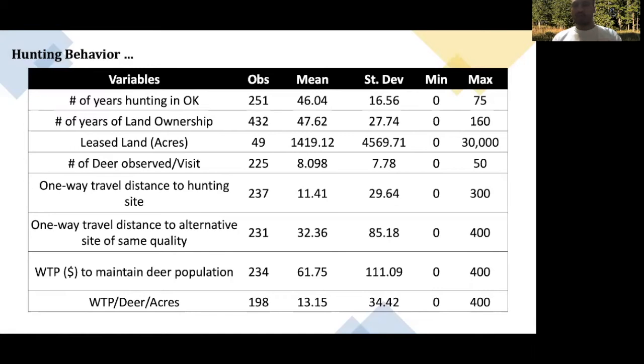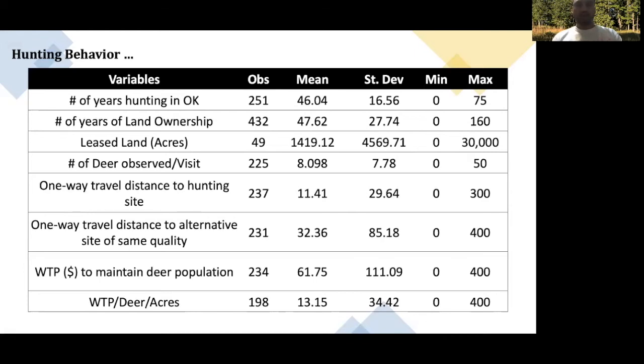They have pretty much hunted throughout their life. Similarly, average year of land ownership is about 48 years, and 160 years is the maximum. This shows that the land has been transferred to at least two generations of a family. The number of landowners leasing land is relatively small, but the average leased land size is about 1,420 acres, and maximum leased land size is 30,000 acres. This shows that landowners are interested in leasing land which is larger in size.